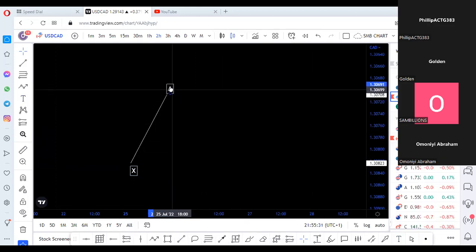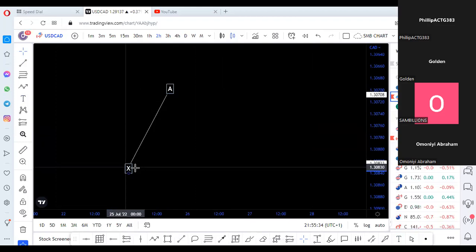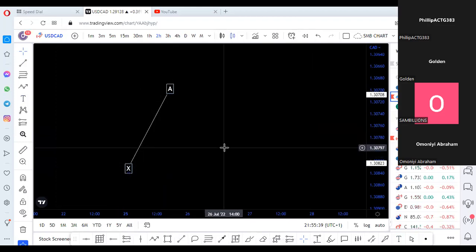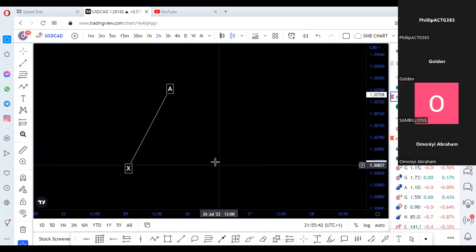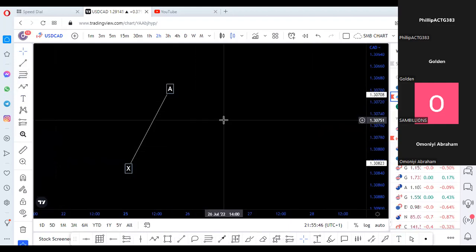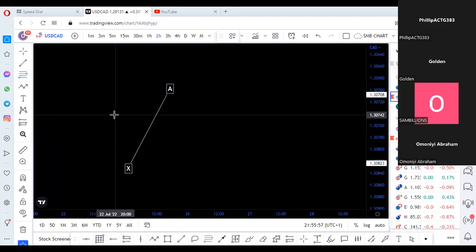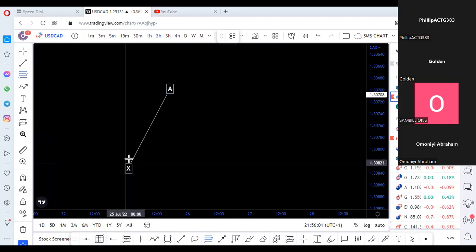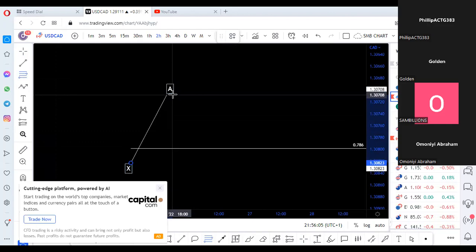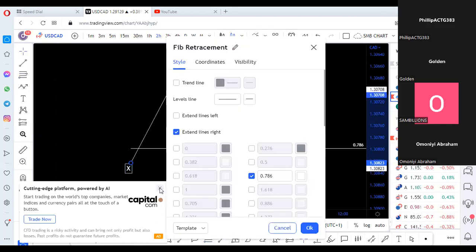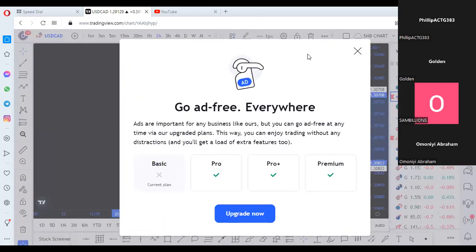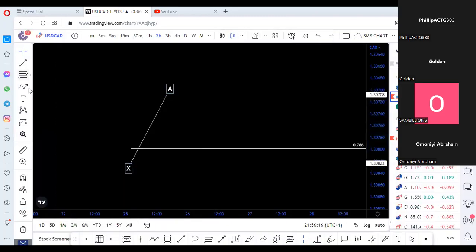All right. After XA, what's the next point we are going to get? Drop it in the chat if you know. After you've identified XA, what's the next point? All right, B, thank you. Now for butterfly, it's not that different, it's just the FIB levels. Like I said, when dealing with harmonics, we make use of the FIB numbers majorly. So for this one, B will be 0.78. If you remember, 0.78 for Cipher was the D leg. For this one, 0.78 is our B.